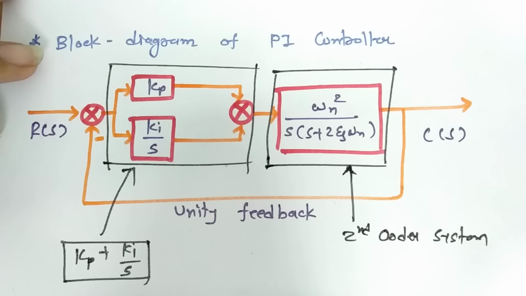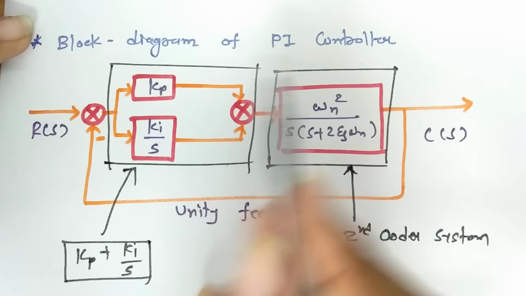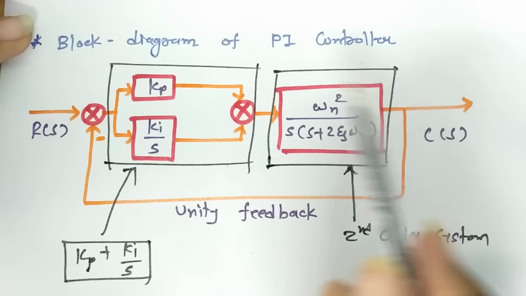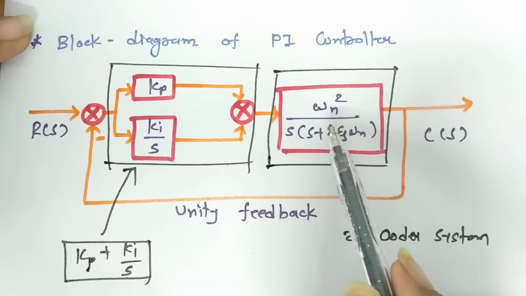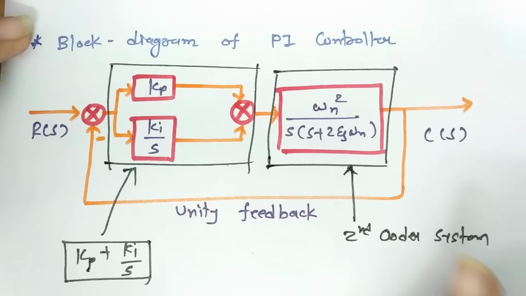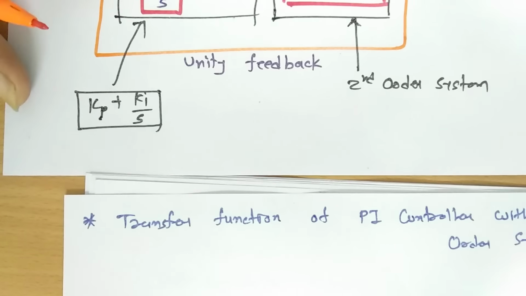As I have told initially, when we have any control system, we need to have a controller, and that controller could be proportional, PI, PD, or PID controller. So here when we use PI controller, the resultant block of controller is Kp plus Ki by S. And the second order standard system's equation is omega n square divided by S into S plus 2 zeta omega n. Now let us do a basic transfer function calculation for this system.